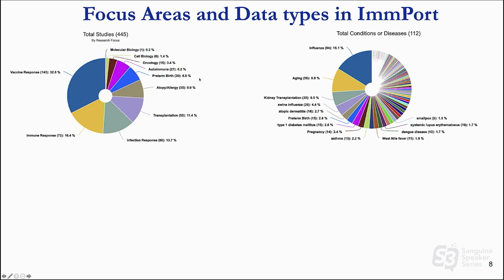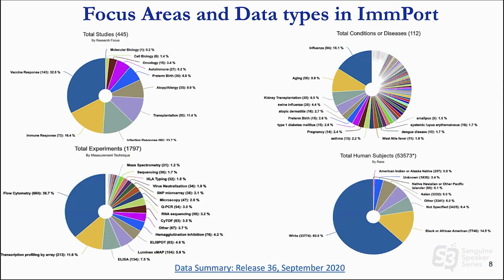smallpox, lupus, dengue. And in terms of looking at the experiments, the type of data, we support multimodal data, not only just one data type. We support flow cytometry, we are one of the largest repositories for flow cytometry, and transcript profiling, ELISA, Luminex, all these immune measurement techniques. So we support RNA-seq, CyTOF, we have lots of CyTOF data, and then HLA typing data, SNP microarrays, and so on.